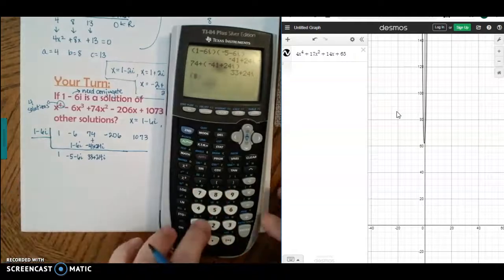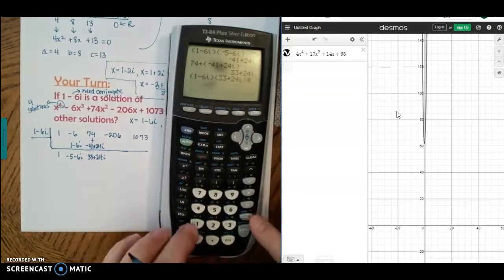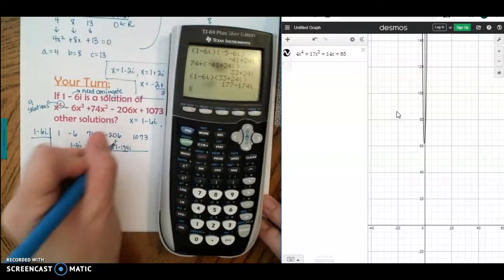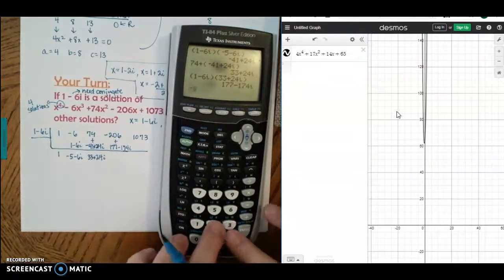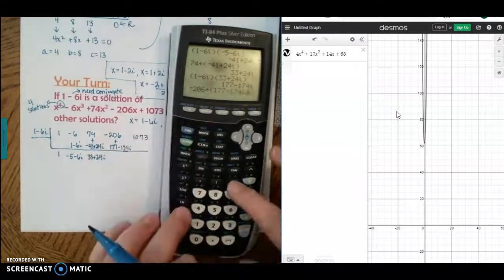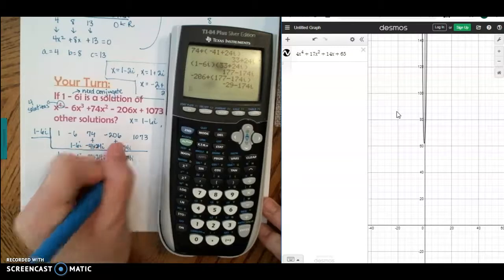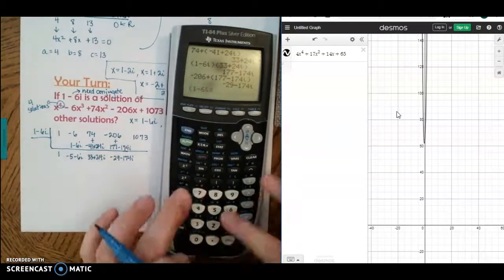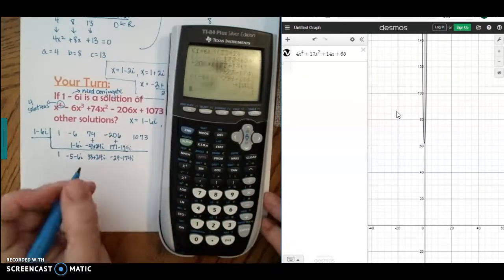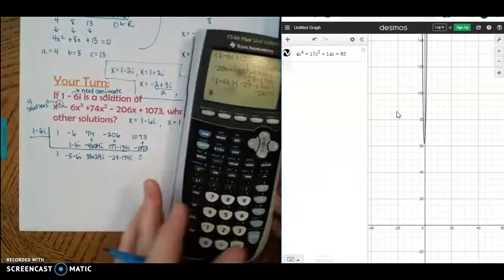I'm going to multiply again. That's going to give me 177 minus 174i. It would help if you stretch this out just a little bit, guys, just for room. So that's negative 29 minus 174i. One more time. So that gives me negative 1073 for my 0 as my remainder.